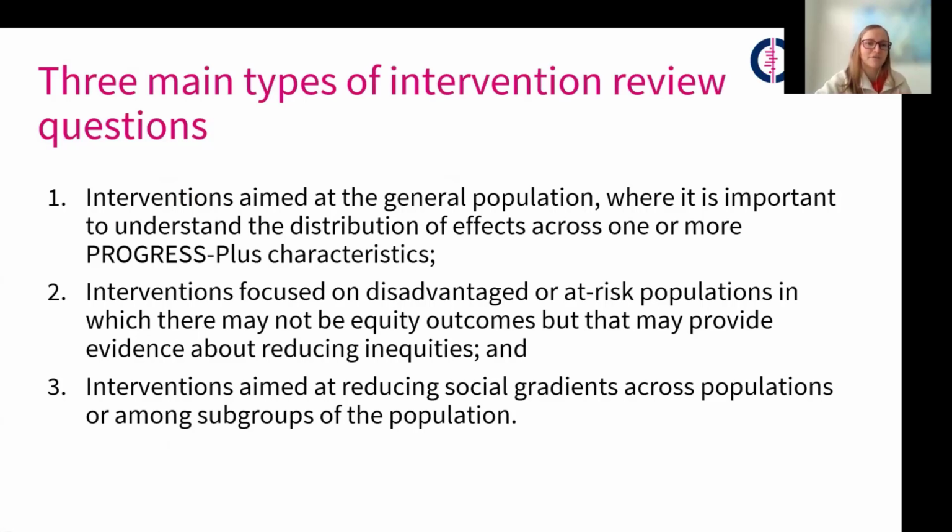So there are three main types of intervention review questions that we can think about when we're thinking about health equity. Most of the guidance so far has been for equity-focused reviews, which fit into probably categories 2 and 3 here. So where interventions are targeted at a disadvantaged or an at-risk population. So there might be equity outcomes that you could examine to see about reducing inequities, or where there's interventions aimed at reducing social gradients across a population or among subgroups. But the first type is interventions aimed at the general population, but where there could be opportunities to explore differences in some of the PROGRESS-Plus characteristics.